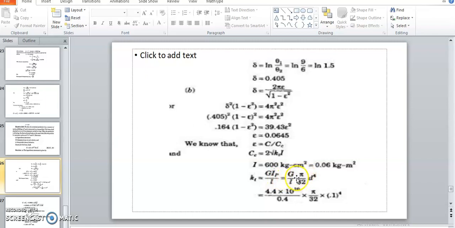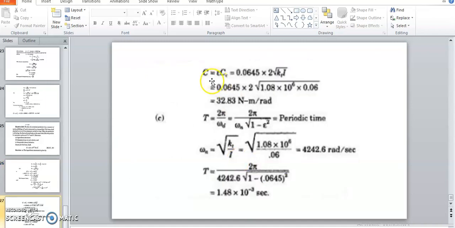Ip is equal to pi by 32 d raised to 4. G is the modulus of rigidity. L is the length of that particular shaft. So the G value, L value and diameter of that particular shaft are given to you. So you put in all these values. G value is 4.4 into 10 raised to 10. Length is 0.4 meter. D is also given. So you can find kt. Put this kt value here. The I value is here, and you can find the cc value. So you will find the cc value here like this.